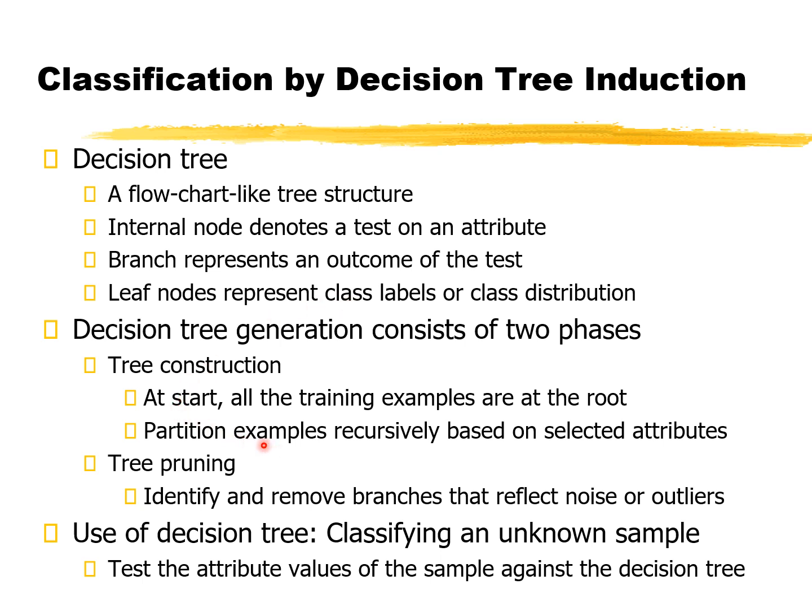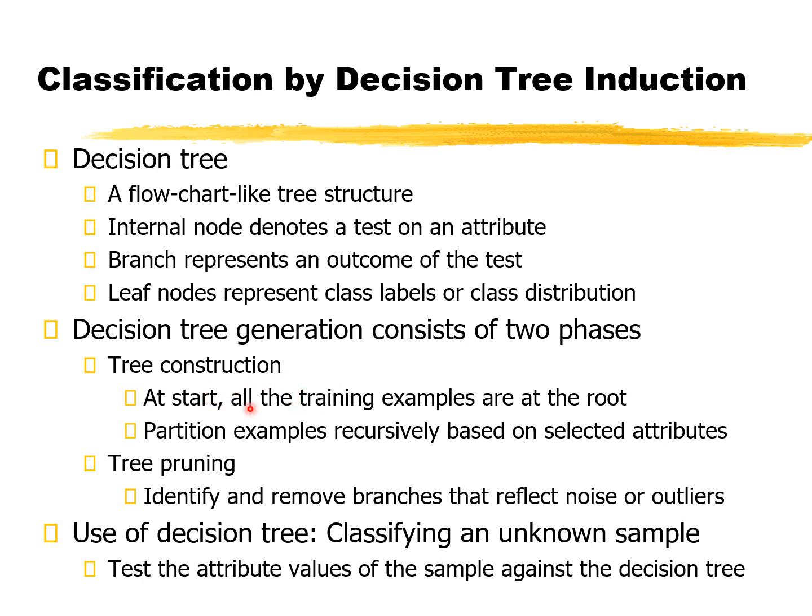Now, a decision tree actually has two phases. When we want to generate a decision tree, we go through two phases: the tree construction phase and the tree pruning phase. And in today's lecture, we're only going to see the tree construction phase and how we do that.